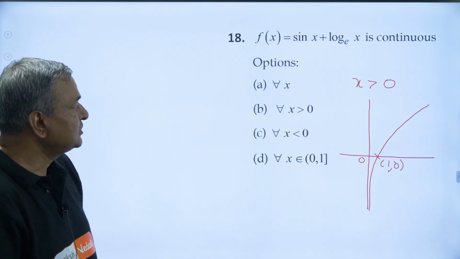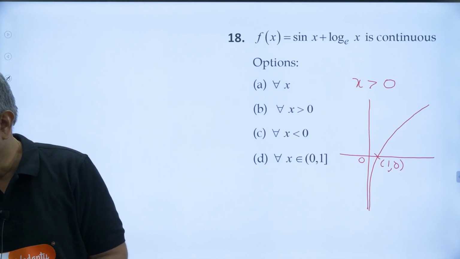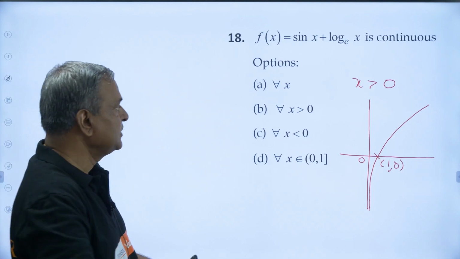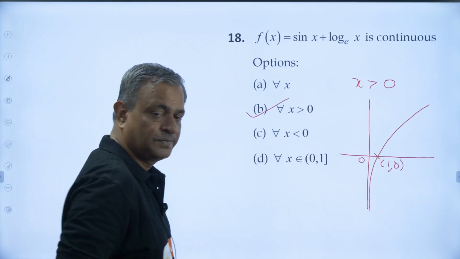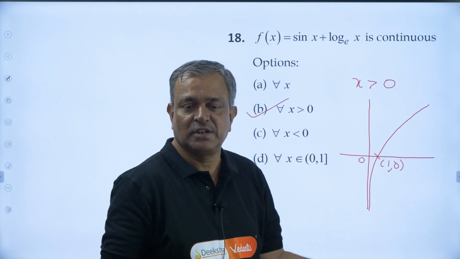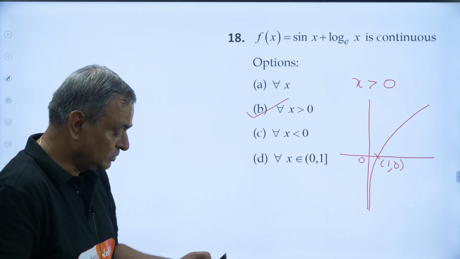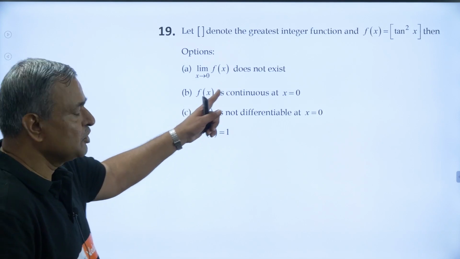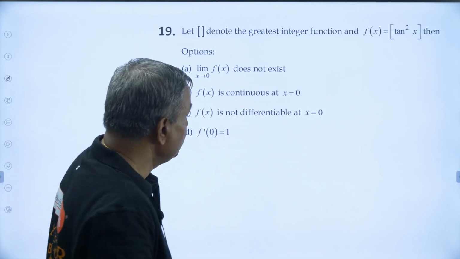So where is it continuous? When x is greater than 0. So the answer, option B, is right. x is greater than 0. Clear? So the domain is x greater than 0, it exists. Sin x also exists for x greater than 0. So no problem. Next, the signature of tan square x: limit as x tends to 0 does not exist. Let's check.